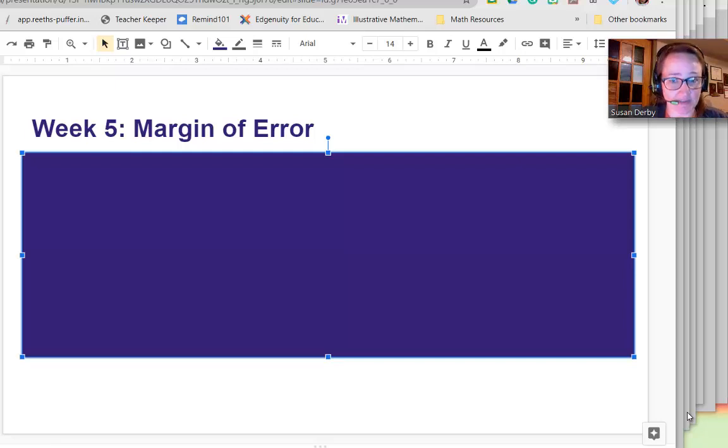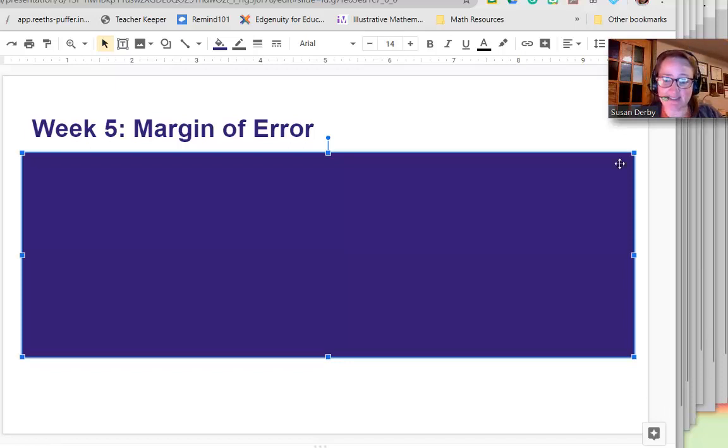We get to work on week 5 this week, and our big topic coming up in week 5 is this idea here, margin of error.